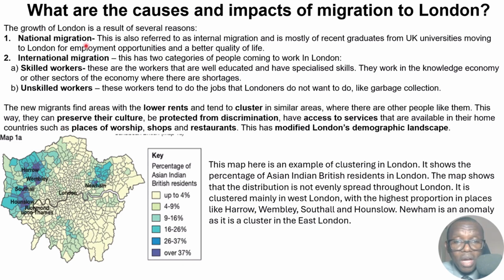So the causes of migration to London: national migration, international migration, and under international migration we have migration of skilled workers and unskilled workers. And then the impact of that migration has been clustering of different ethnicities across different parts of London. This particular example here is of Asian, Indian, British residents, but there are also examples in the specification for Black British residents as well. Okay, so it's important to remember that as well.